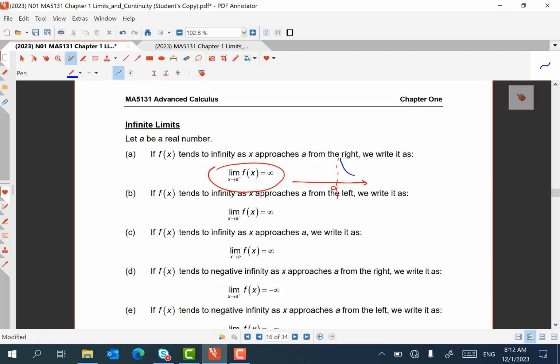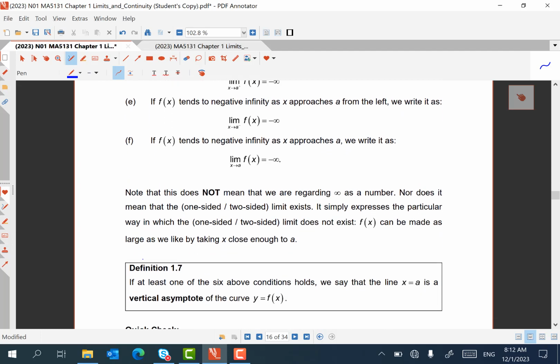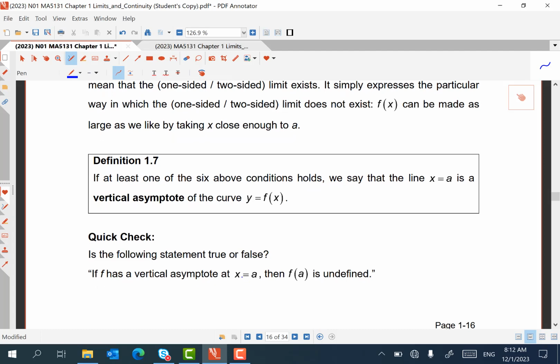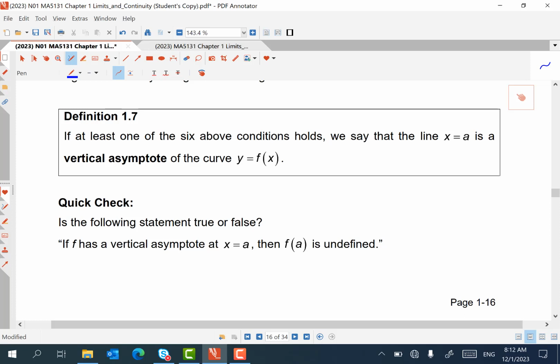And right below, there is actually a statement pertaining to this now. In Definition 1.7, sorry, 1.7. It talks about the vertical asymptote. And then we arrive at the QC, quick check.